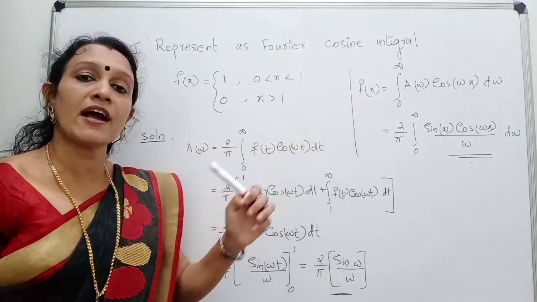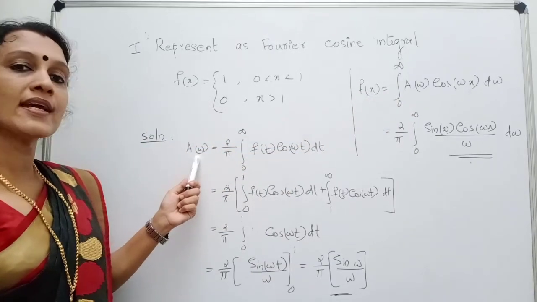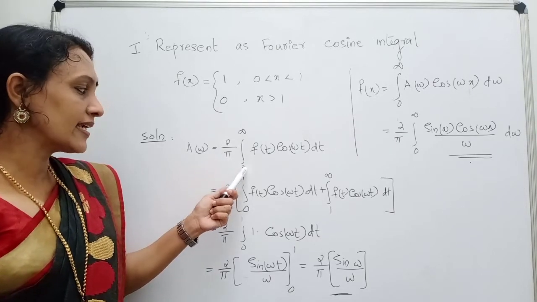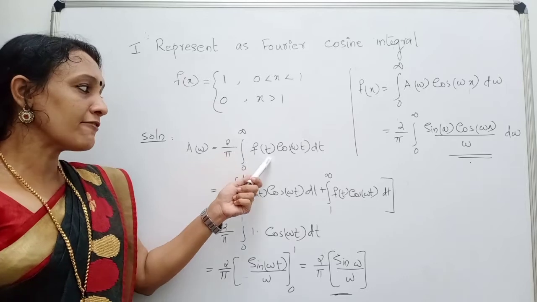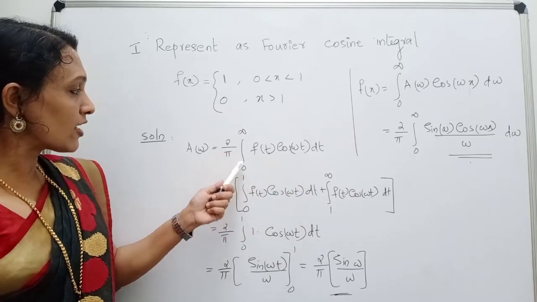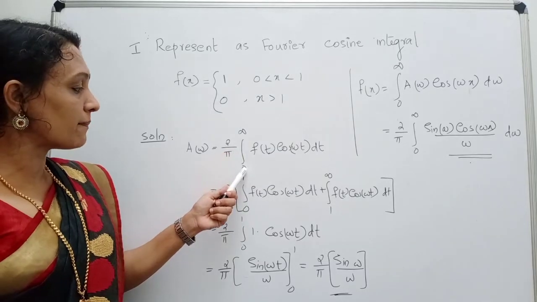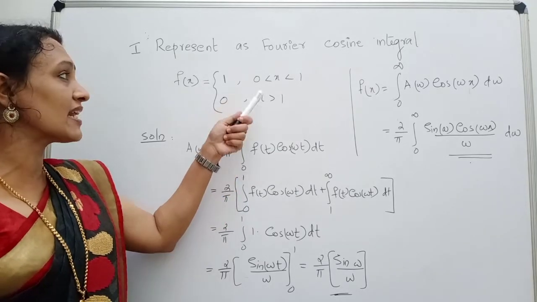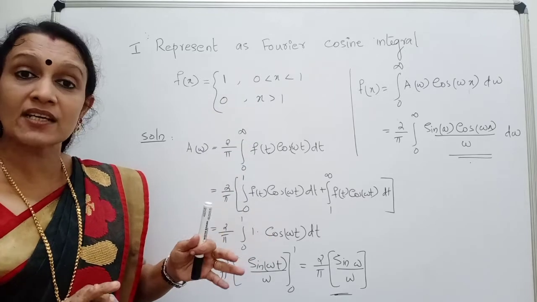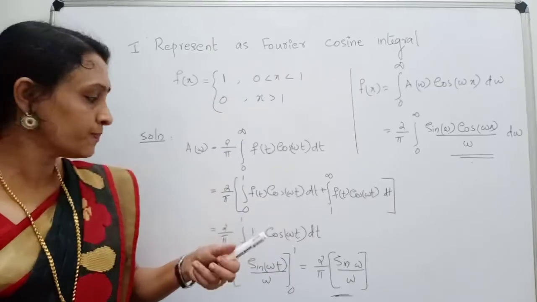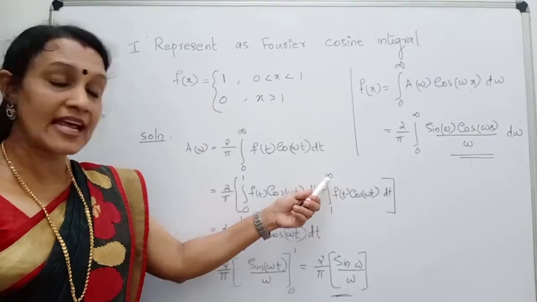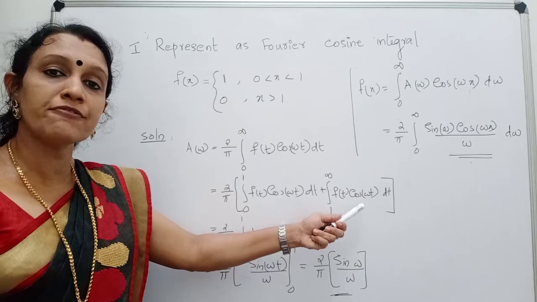So first we should find a omega. A omega, you recall the definition, is 2 by pi integral 0 to infinity f of t cos omega t dt. Now, the interval is from 0 to infinity, but you are given it in a split up form. So what we have to do is split the integral into two integrals. One is from 0 to 1 and the other is from 1 to infinity. And separately, you write down the value of f of t.